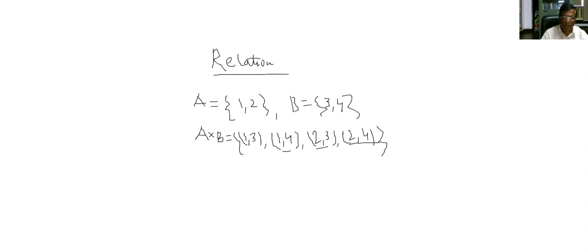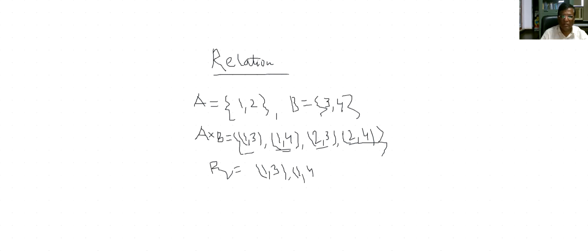Now I am taking a subset of A cross B. For the sake of convenience in getting the definition of the term relation, with the help of these two sets and the Cartesian product of these two sets, we may be able to define the term relation. So I am taking R is equal to any two ordered pairs. Suppose I am taking (1, 3) and then (1, 4).